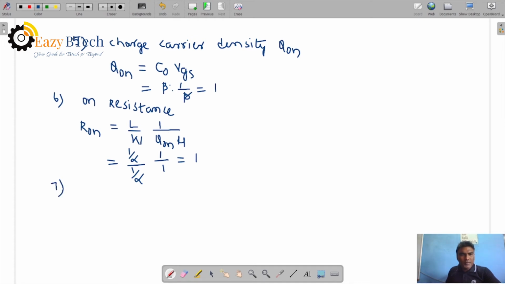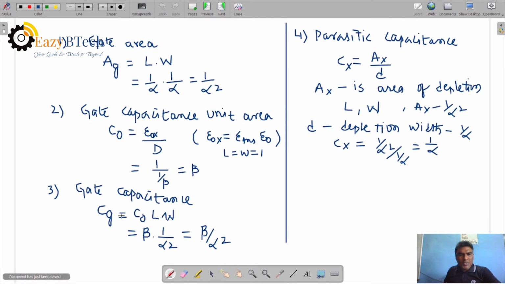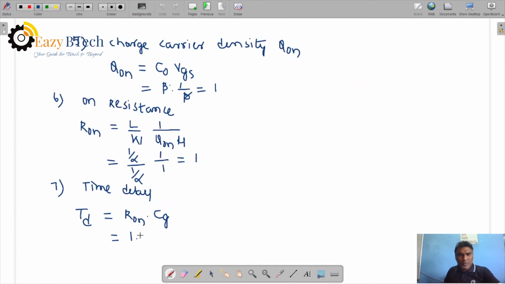Right. The seventh one is time delay. So time delay TD is directly proportional to R on into the gate to channel capacitance CG. R on is equal to 1. What is CG? Gate to channel capacitance CG is equal to beta by alpha square. So time delay is directly proportional to R on into CG. It is scaled by beta by alpha square.